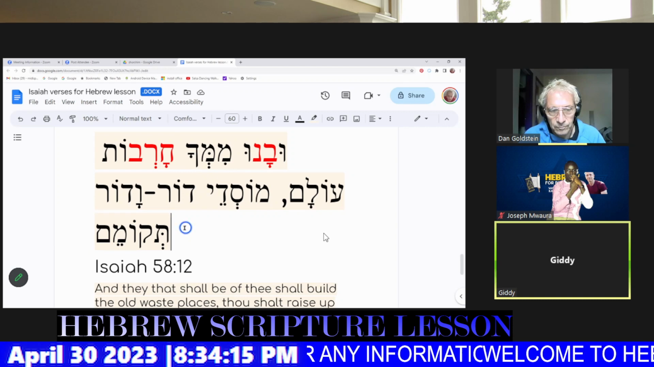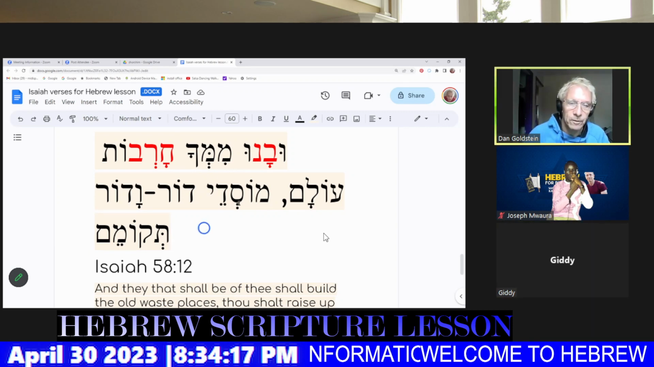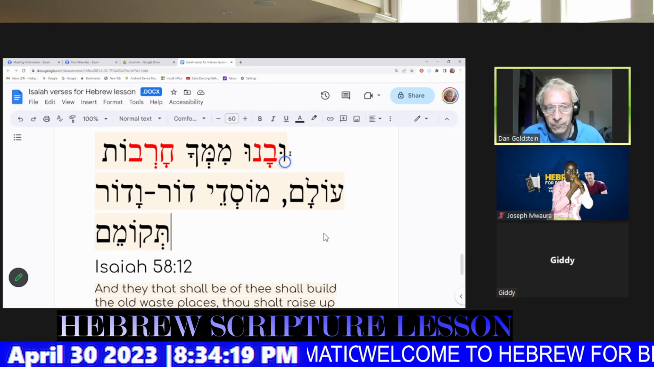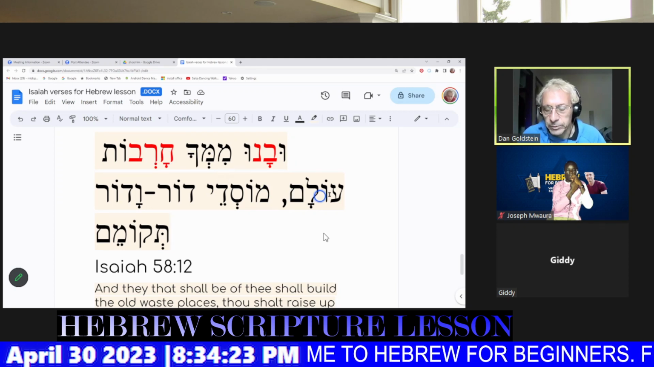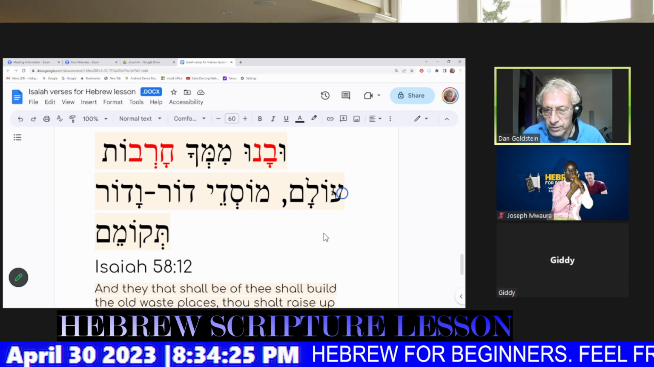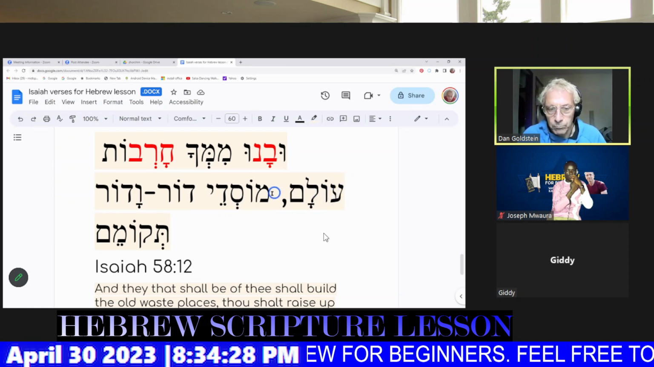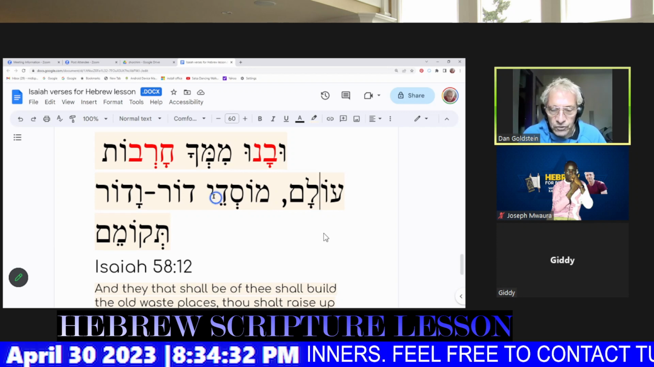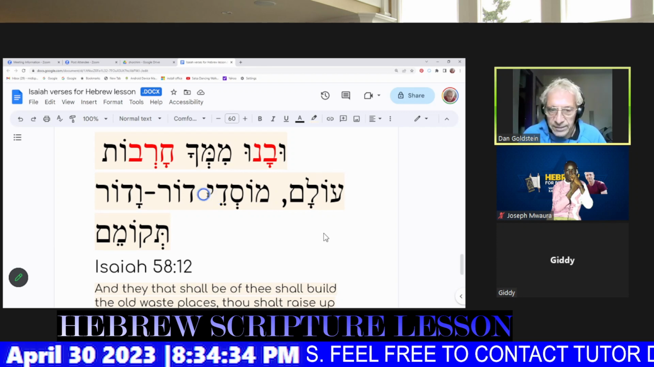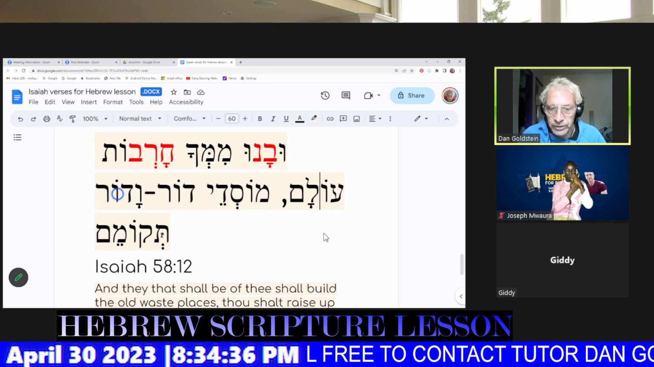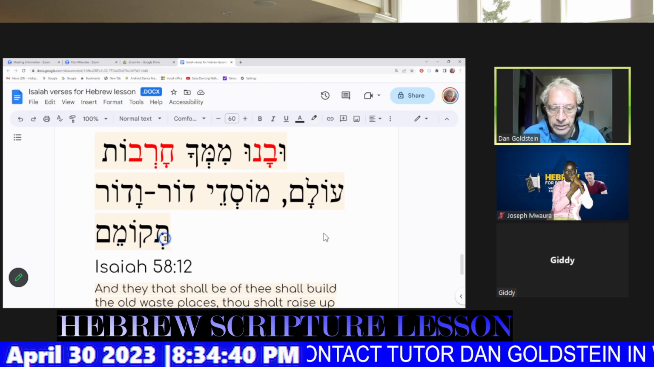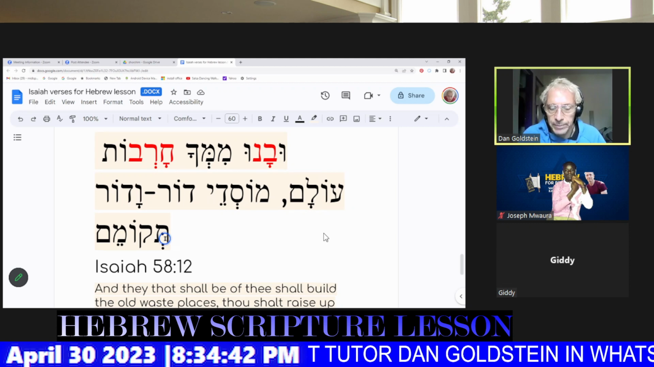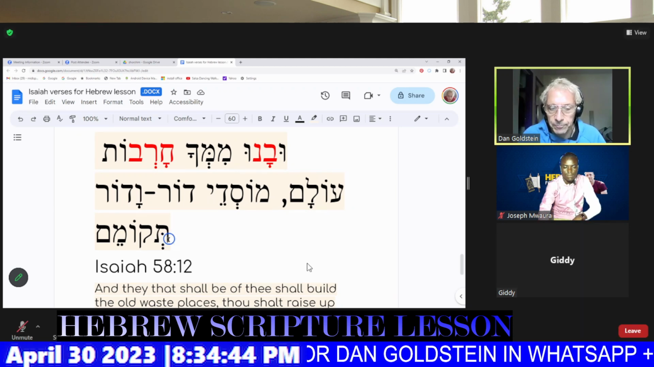tekomem. Beautiful. Uvanu mimcha, and I will build up for you charvot olam, the destroyed places that are with us eternally. Mosdei dor vador, those places that were established in every generation. Tekomem. Comfort from the prophet Isaiah.